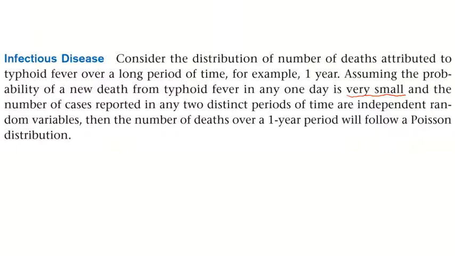So you already have some giveaway clues here as to what a Poisson distribution might be like. The very small chance, or probability, of getting a success. So take note, success is not always a positive thing. In this example, success is a death from typhoid fever. In this case, it's a very small probability.